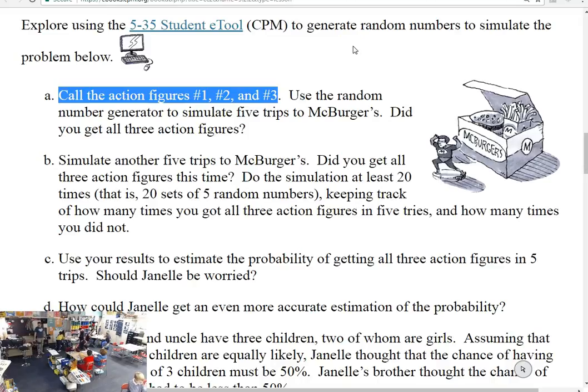Who thinks they can coach me through the keystrokes? What we type on the calculator. How we do this. Rachel? You hit math. Then you use the right arrow to go to probability. Go over to probability. We could use left arrow too. And then you hit 5.